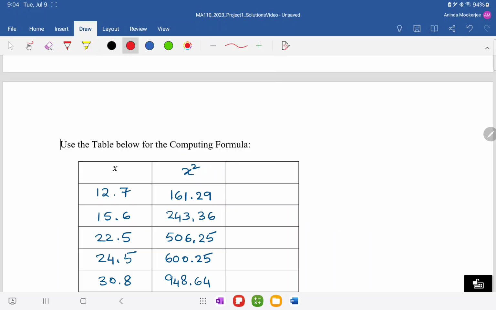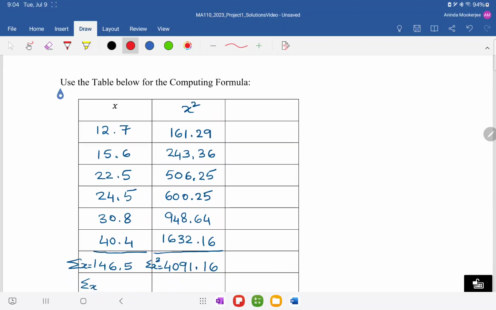We are using the same data set to find the standard deviation using the computing formula. So what we do here is, in the first column, we list those same x values that we used for the defining formula. So these are all the x values. And then in the next column, all you do is square these individual x values. The computing formula is always faster, more efficient to use.